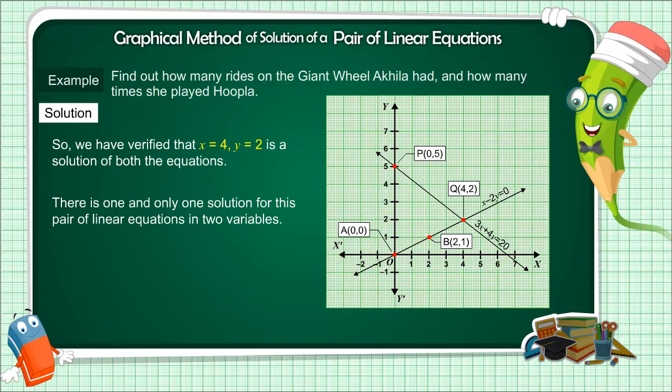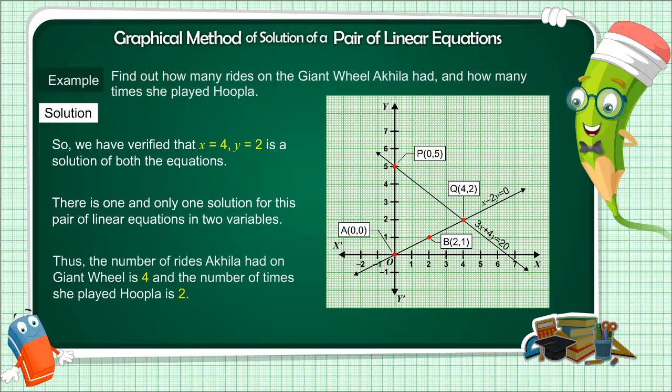As seen in the graph, both the equations are intersecting each other at only one point. It means that these equations have only one solution. Thus, Akila rode the giant wheel 4 times and played hoopla 2 times.